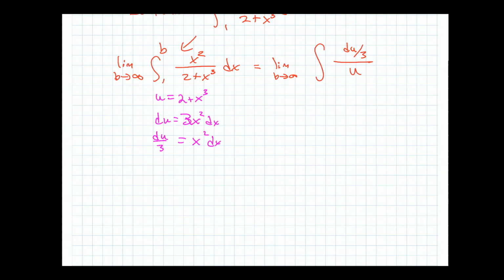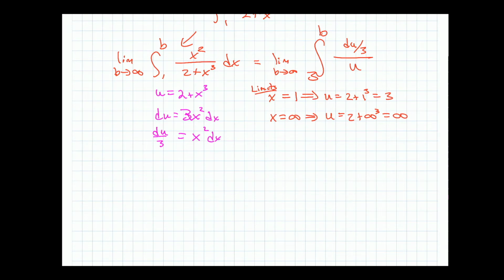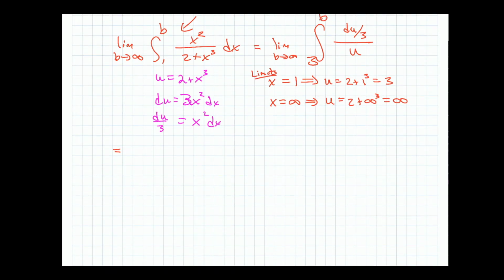x equals 1, so this is changing the limits here, x equals 1, that's the bottom limit, implies that u is 2 plus 1 cubed, which is 3. So the bottom limit's 3. And the top limit technically was infinity, right? So u would be 2 plus infinity cubed, which is infinity. So I can still just keep a b here and have b go to infinity, and that's fine. All right, so that's my integral. Let's keep going.